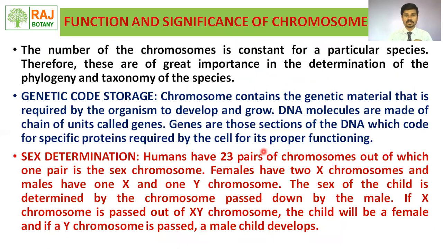Let's see the function or significance of the chromosomes. The number of chromosomes is constant for a particular species. If you take the human being, 23 pairs of chromosomes are there, which means it is a constant. Therefore, these are of great importance in the determination of the phylogeny and taxonomy of the species. It also stores the genetic code.